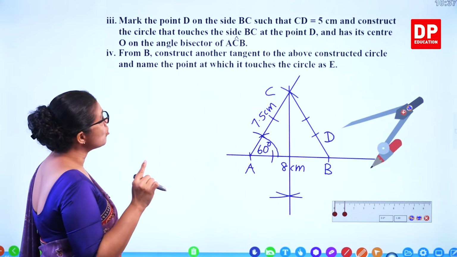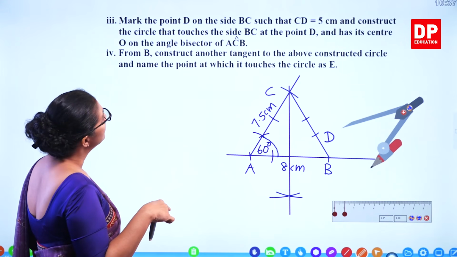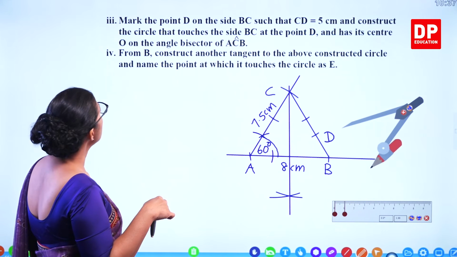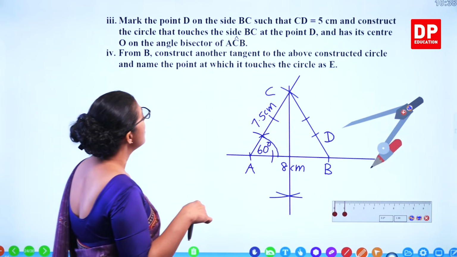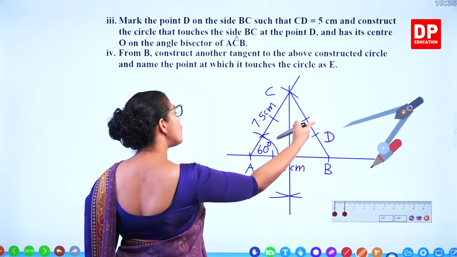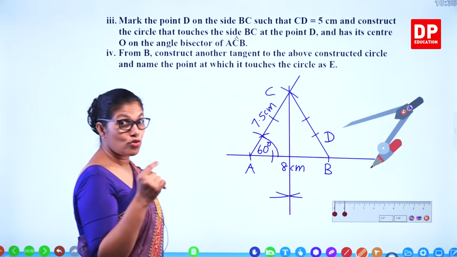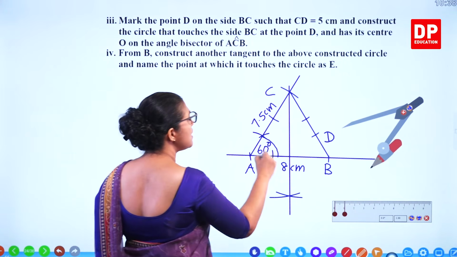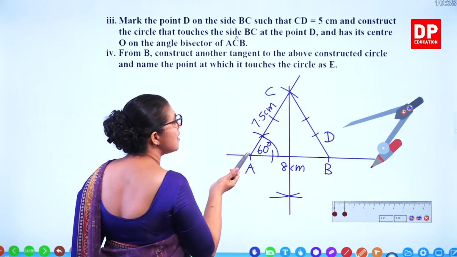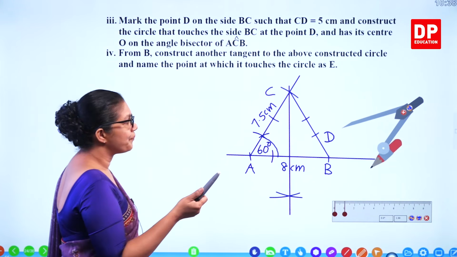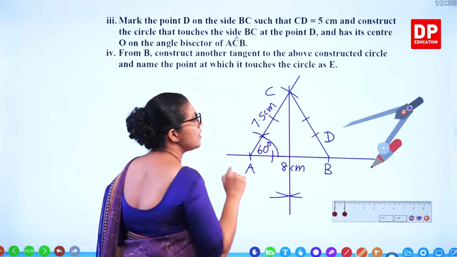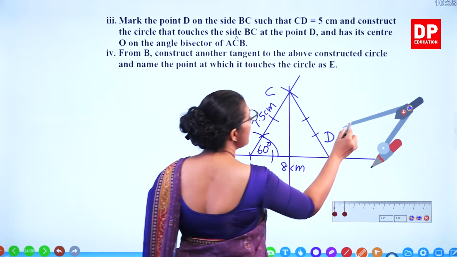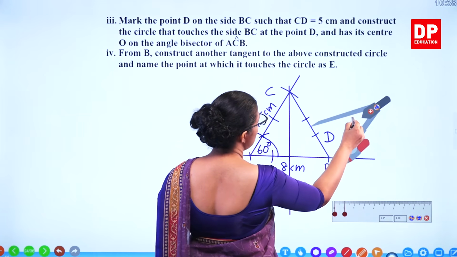Construct the circle that touches the side BC at the point D and has its center O on the angle bisector of ACB. So we need to find out the center point. For that you need to draw a perpendicular because it touches the BC line. So that means the center and the connecting point should be perpendicular to the tangent line. So we can draw a perpendicular to D.